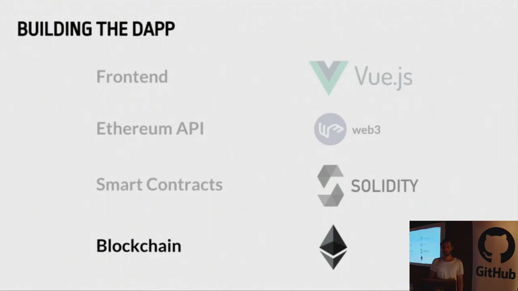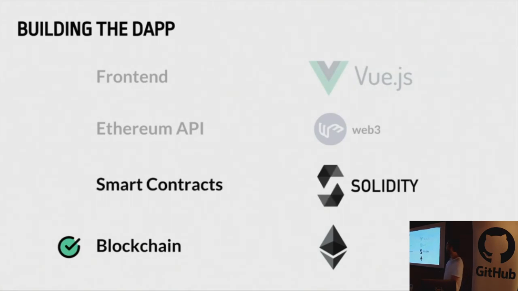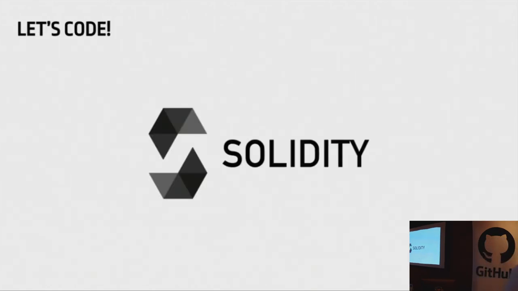Okay, so first we're going to do the blockchain part. What do you think we have to do? Right, nothing. It's there. You don't have to touch it at all. It's already there. That's great. It's public. You can use it. So the next step is we have to write our smart contracts in Solidity. So let's do that. I'm just going to put that here.